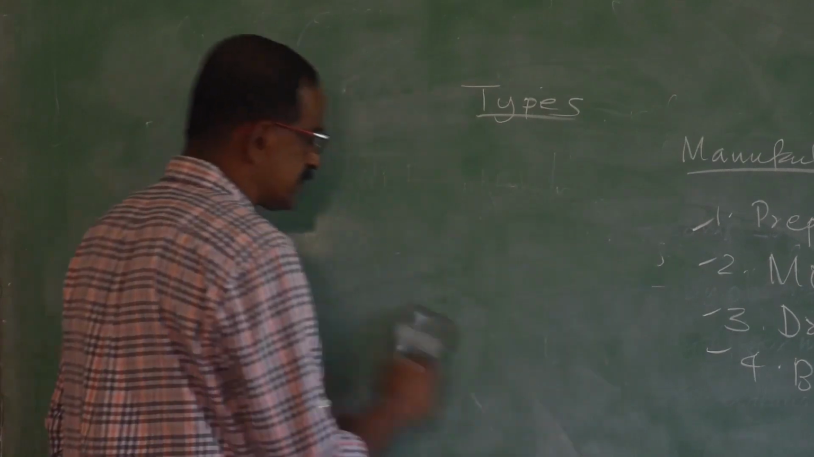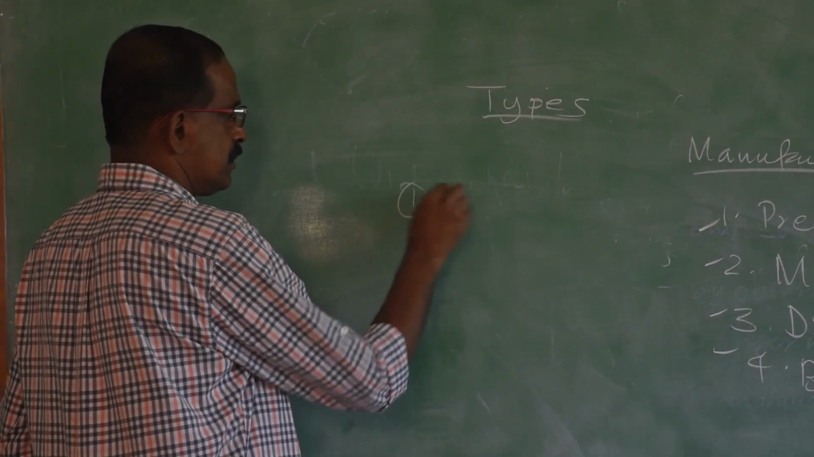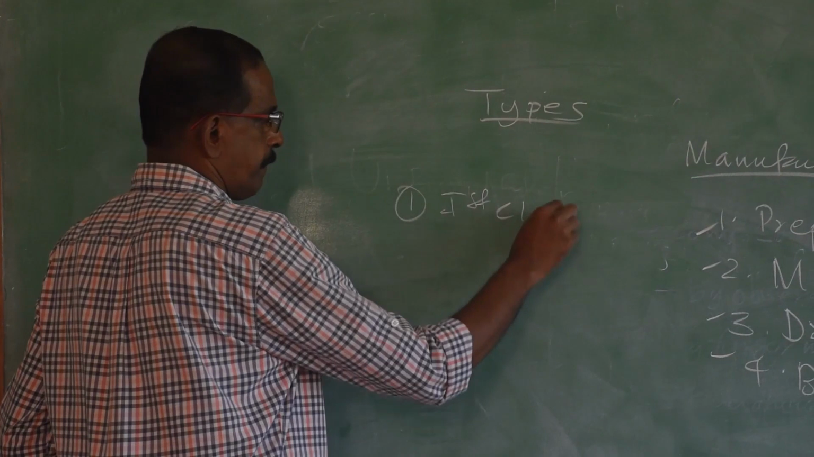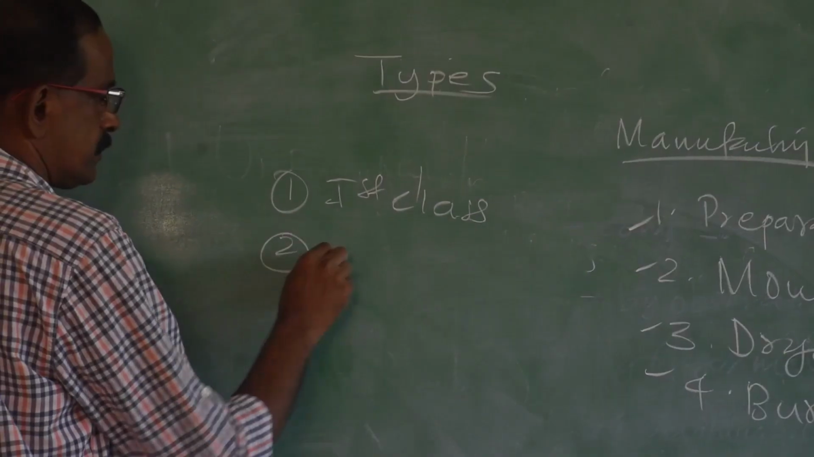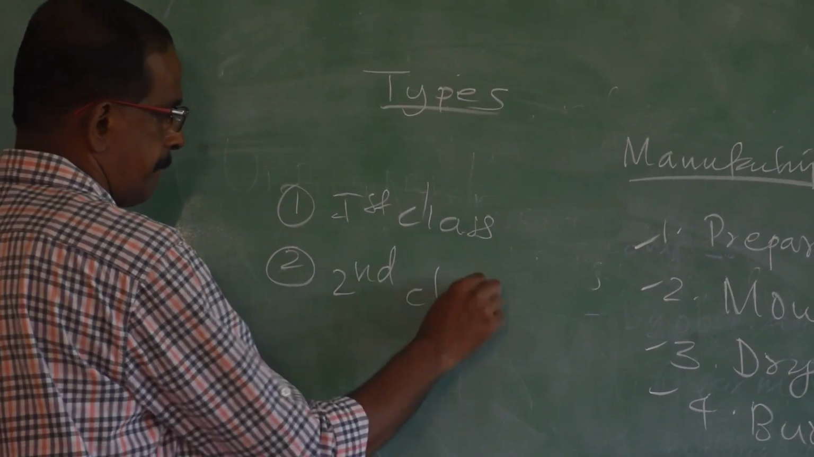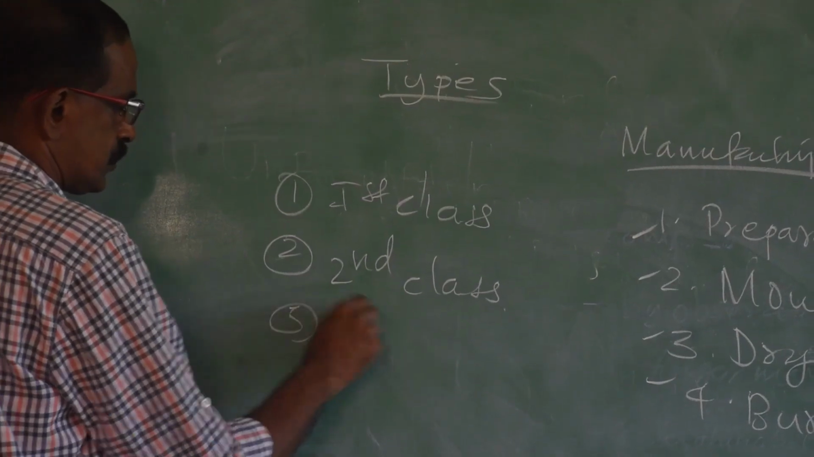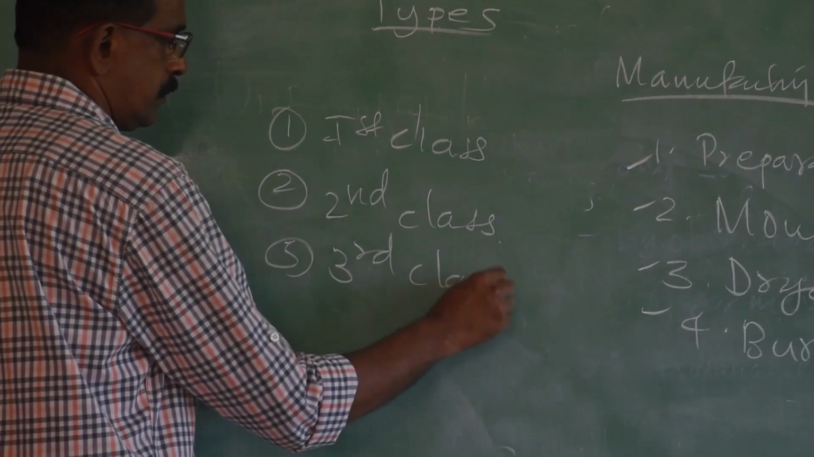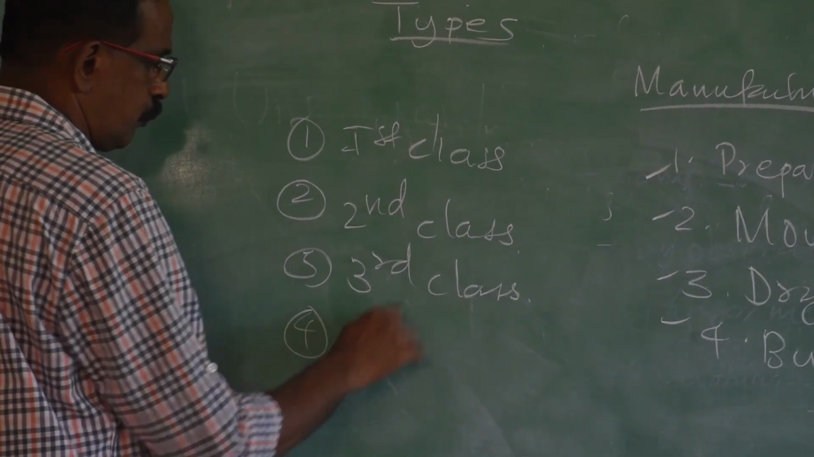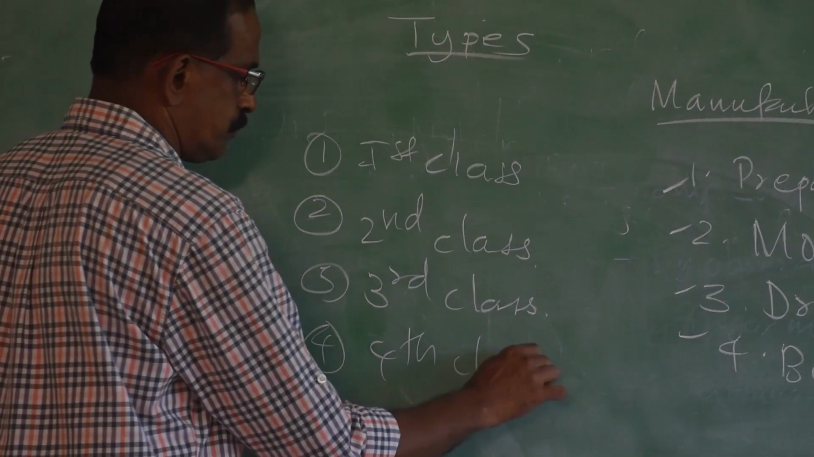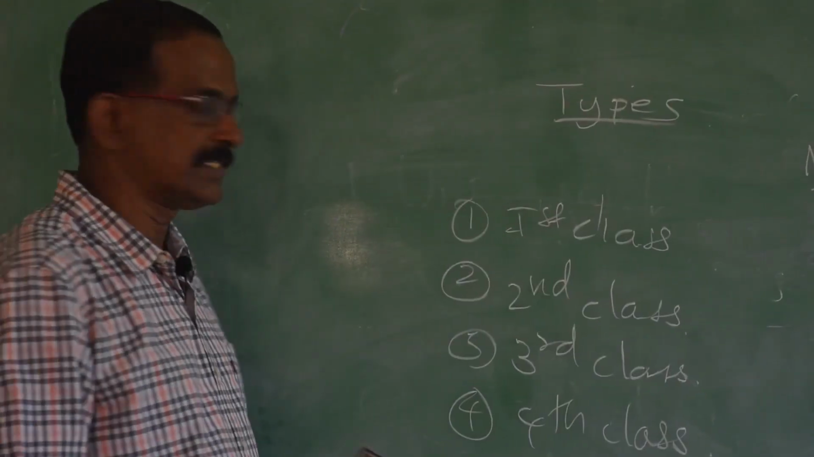This burned brick is again classified as first class, second class, third class and fourth class. So, what is the difference between first class, second class, third class and fourth class?